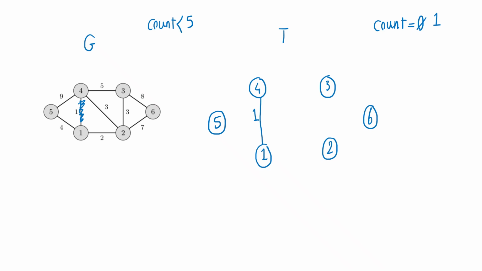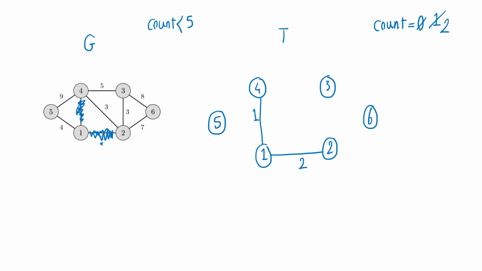Now we repeat, because count is now 1, which means it's still less than 5. We go back to the graph. Now this edge is removed, so now we look and find the edge with the lowest weight, which is this one here, connecting vertex number 1 to vertex number 2. We verify whether adding that edge creates a cycle in T, which it doesn't, so we add that here. We remove that from the graph, we update the counter to 2. And repeat, right? Because count is still less than 5.